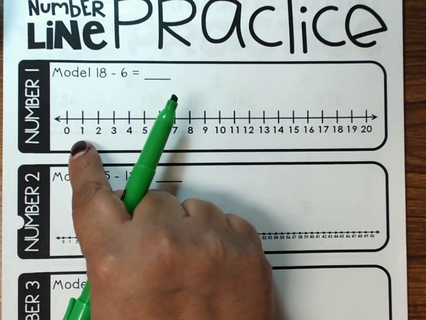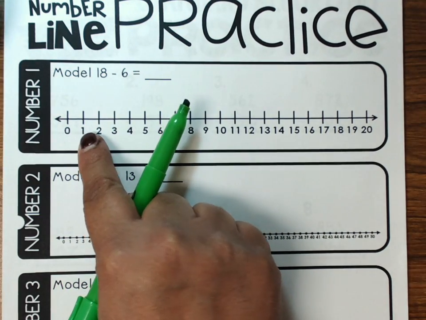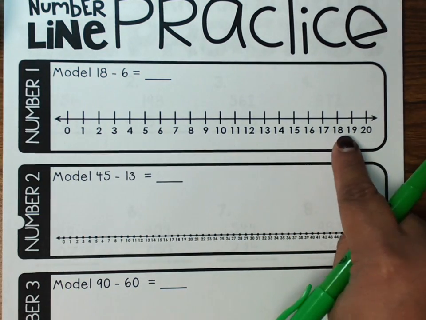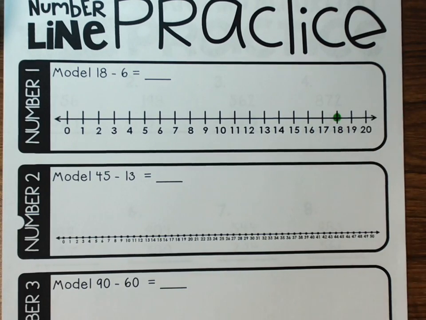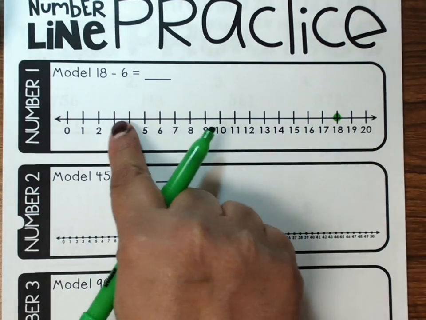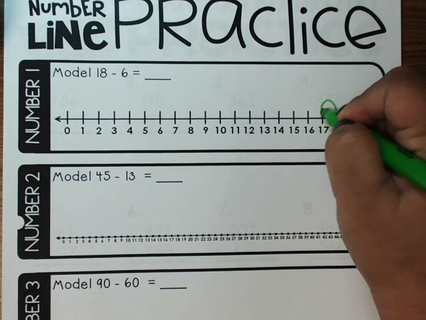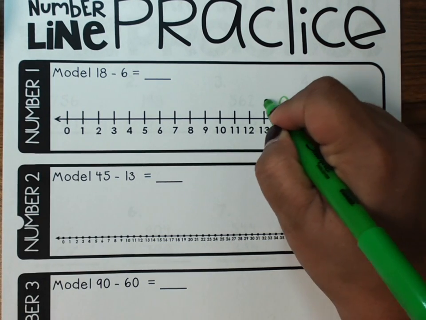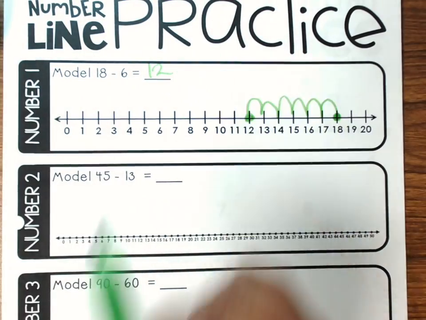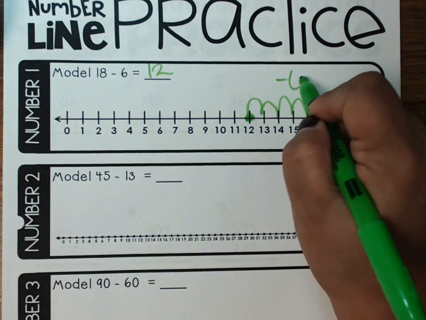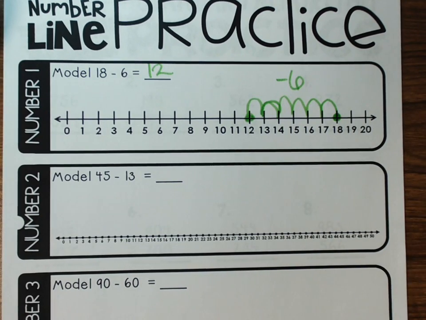Also, like right here on the first one, number 1, your model is 18 minus 6. We have to model that. So we're going to come over here and find the number 18 and put our dot plot right there. And we want to minus 6. Here, since we're counting by ones, we're just going to jump back 6 spaces. 1, 2, 3, 4, 5, 6. And I can put a dot plot. And 12 is my difference when I subtract. And I'm just going to put minus 6. That way I know that I went minus 6 on that number line.